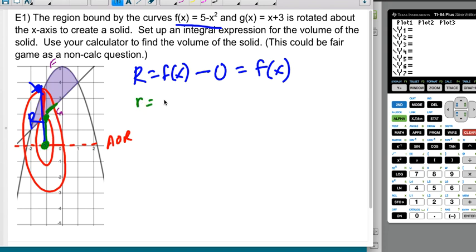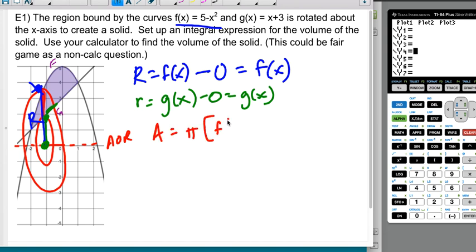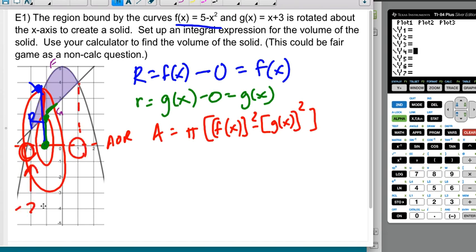So lowercase r is going to be g of x minus 0, or just g of x. Once I know that the area of the annulus is pi big R squared, so f of x quantity squared, minus little r squared, right? So I need to integrate from the first washer to the last washer. So that seems to be from when x is -2 to when x is 1.